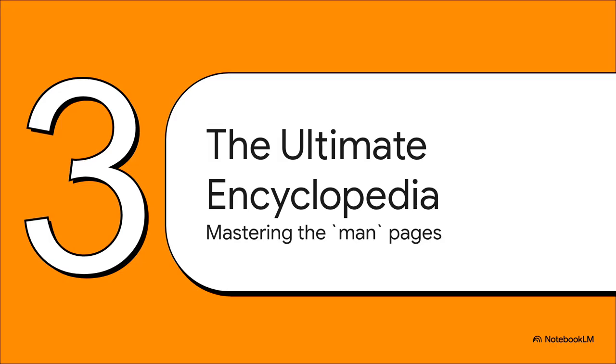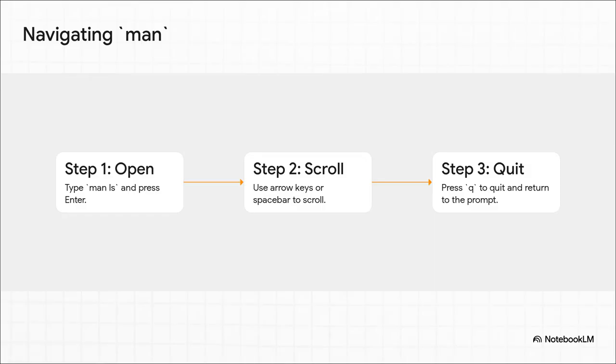Now, for those times when your first aid kit just isn't quite enough, it's time to pull out the big encyclopedia. And guess what? Linux has one built right in. It's called the man pages, short for manual, of course. This is the absolute source of truth for pretty much every command on your system. And using the manual is so simple. You just type man followed by whatever command you're curious about. Let's say man ls. You can use your arrow keys or the spacebar to scroll through it, and when you're all done, just hit the Q key on your keyboard to quit and go right back to your prompt.